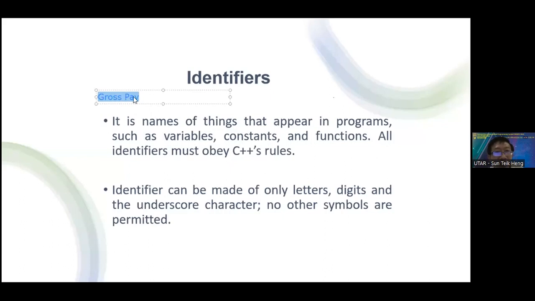They say that identifier names cannot have a space between them. It can be made up of only letters, digits, and underscore. No other symbols are permitted. So a space symbol in between is not permitted. The version with the underscore is correct, so you can give this as the identifier name, gross pay. This is a good one. But if you call your identifier GP, no, this is a bad identifier name. No one knows what that is.